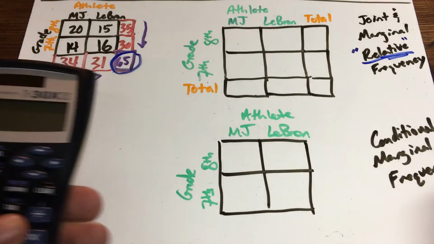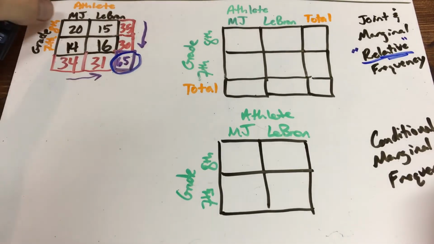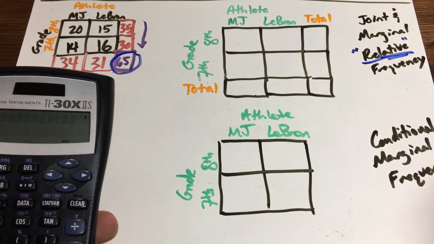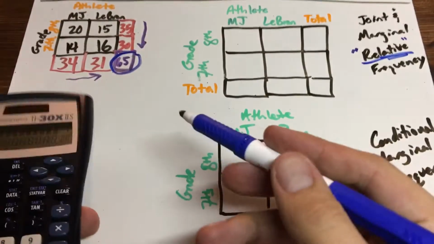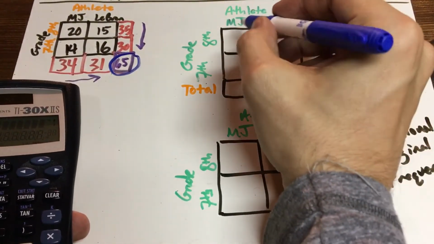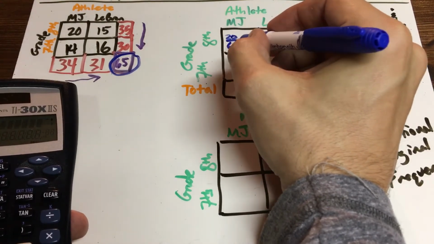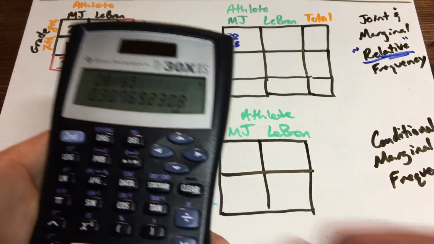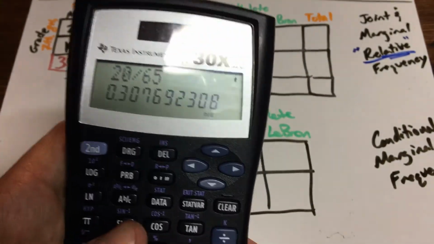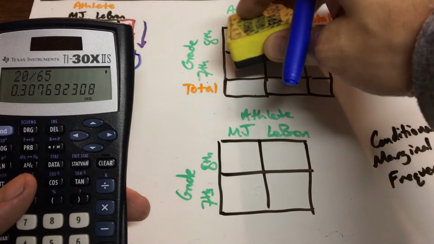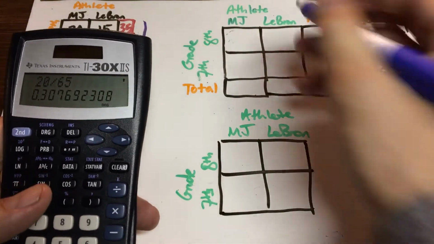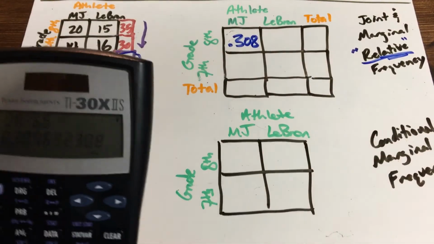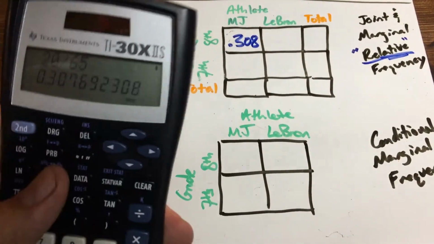And so how am I going to do this? I'm just going to take each number. You can see Michael Jordan was 20 for 8th graders. So for Michael Jordan, instead of putting a 20, I'm going to make that a decimal. What is 20 out of 65? And so with the calculator, 20 divided by 65 is 0.308. I'm going to round that to 0.308. So instead of 20 out of 65 as a fraction, you write it as a decimal. Or could I put a percentage? Could I put 30.8%? Sure, I could do that.